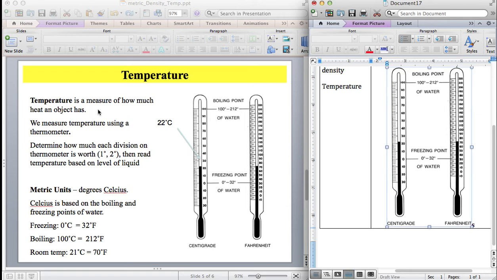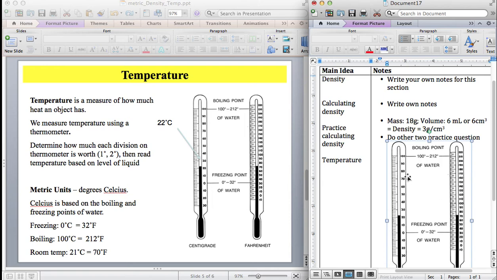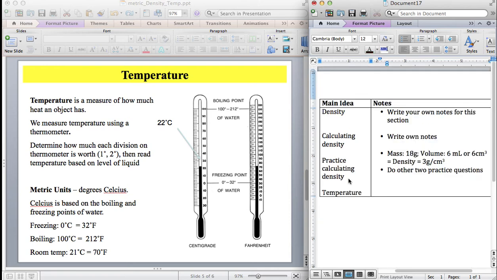Temperature is a measure of how much heat an object has. Temperature is a measure of how much heat an object has, and we measure temperature using a thermometer.